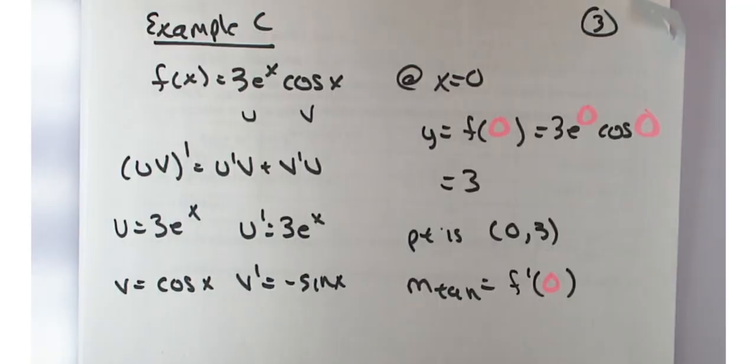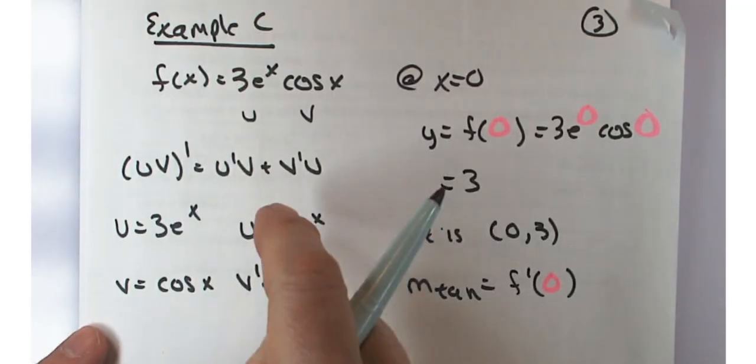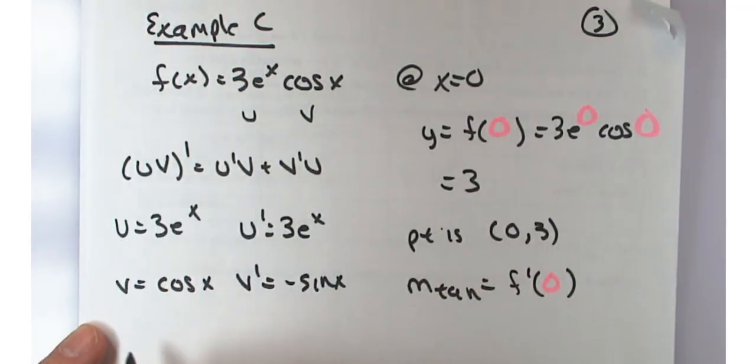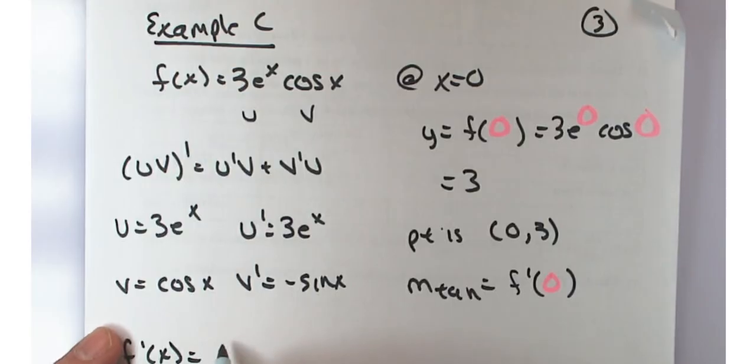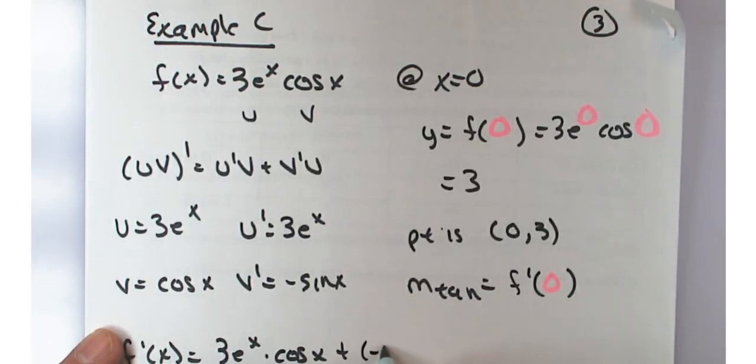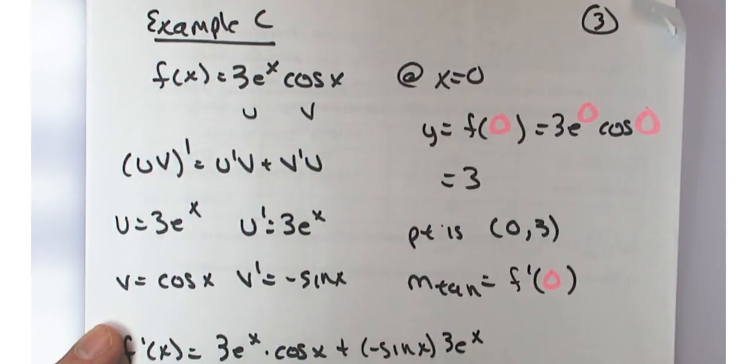So let's put these two things together. I want u prime times v plus v prime times u. So f prime of x is going to be 3e to the x times cosine of x plus v prime times u, negative sine of x, times 3e to the x.